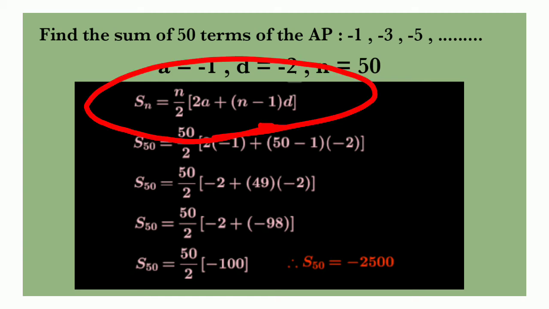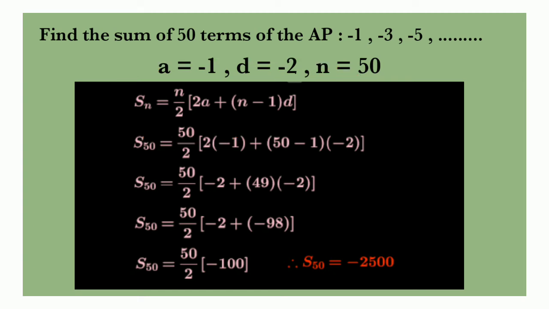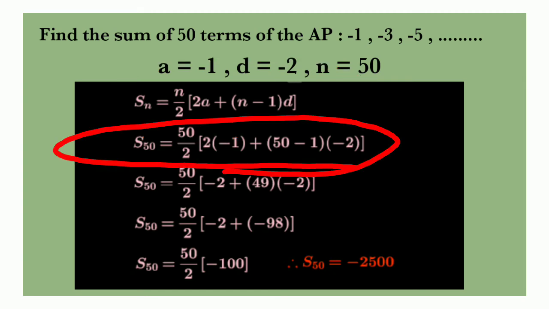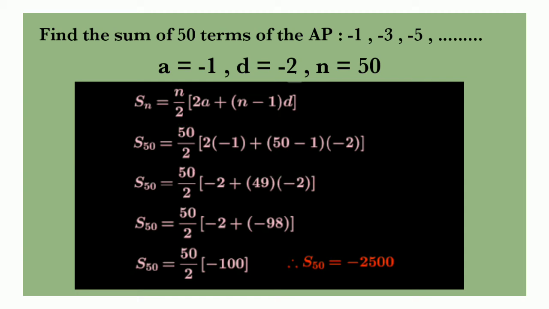What is the formula? Sn is n by 2 into (2a plus (n minus 1) into d). Here n equals 50. So S50 is equal to, substituting all the values, 50 by 2 into (2 into a, a means minus 1, plus (50 minus 1) into d, d means minus 2). Then S50 is equal to 50 by 2, the same, into, in the bracket, 2 into minus 1, that is minus 2, plus 49 into minus 2.